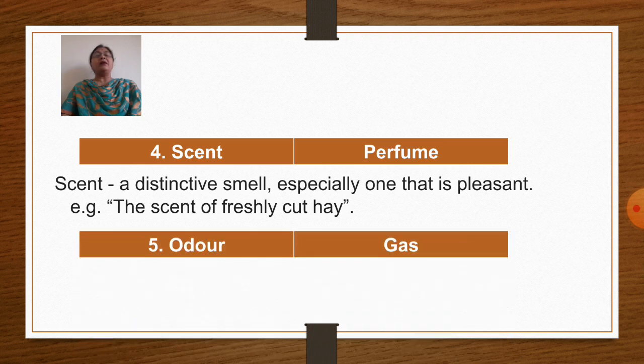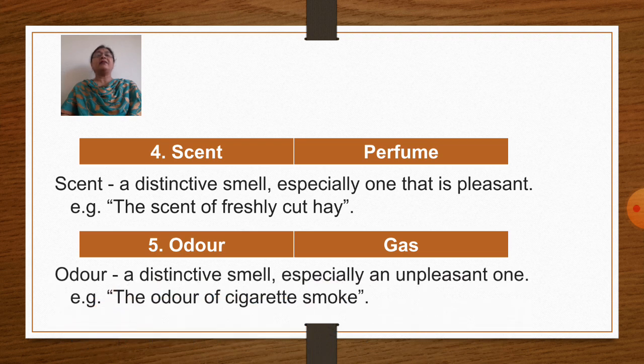We get odor from different gases. Odor means a distinctive smell, especially an unpleasant one. For example, the odor of cigarette smoke.